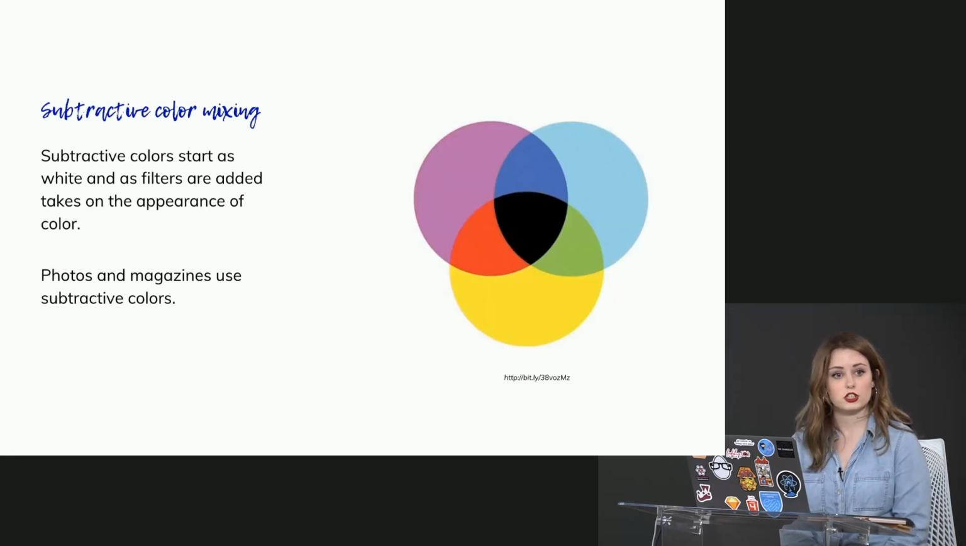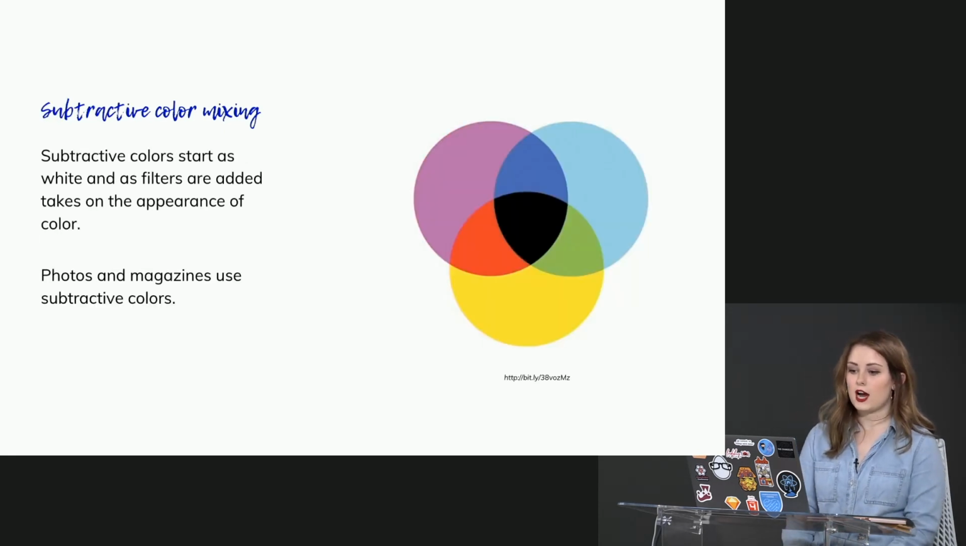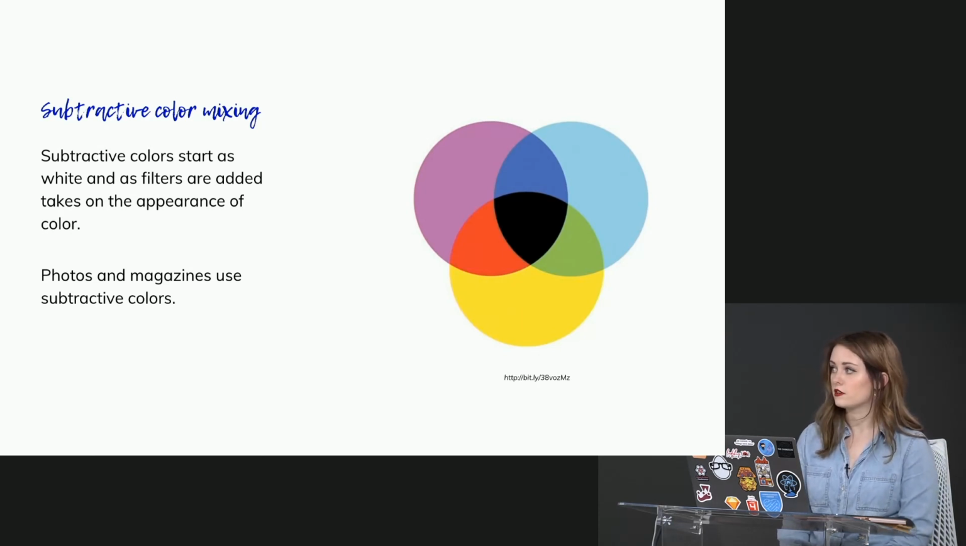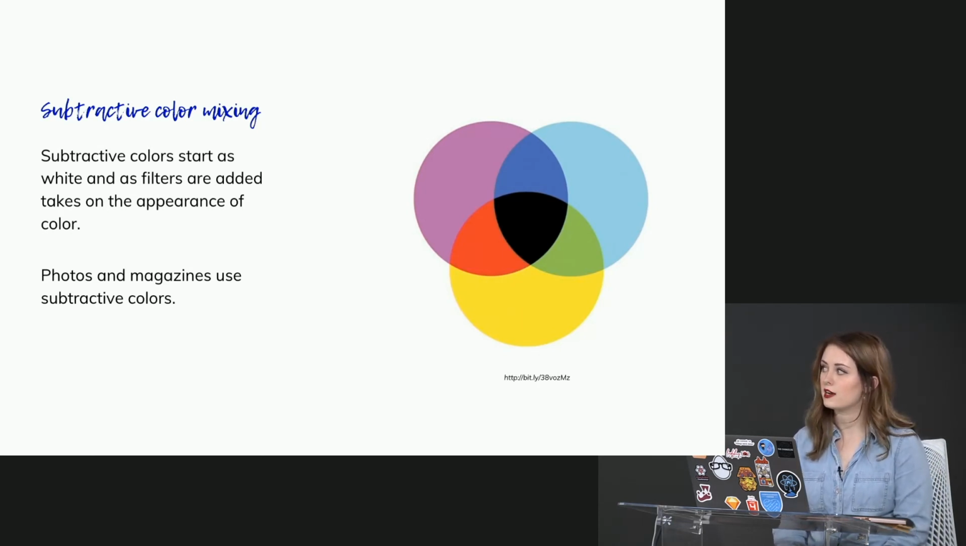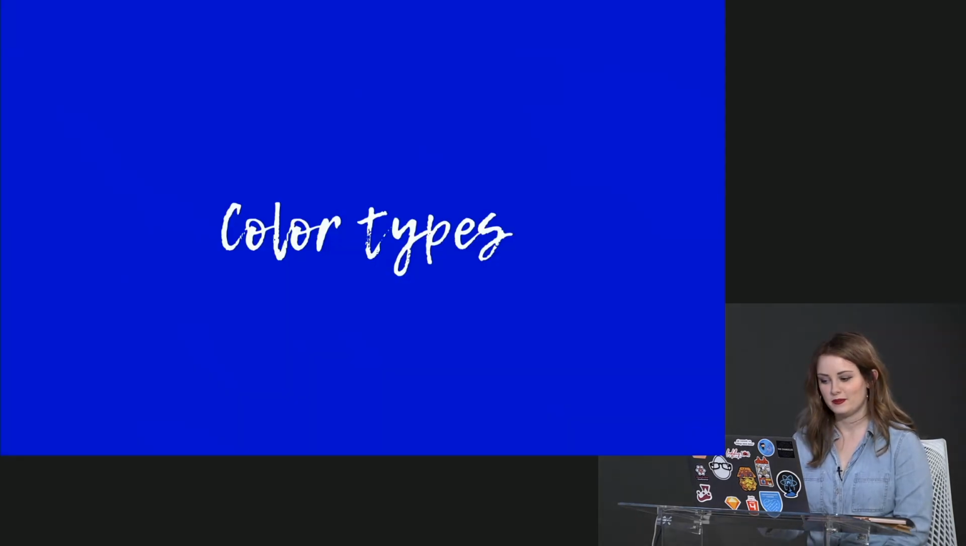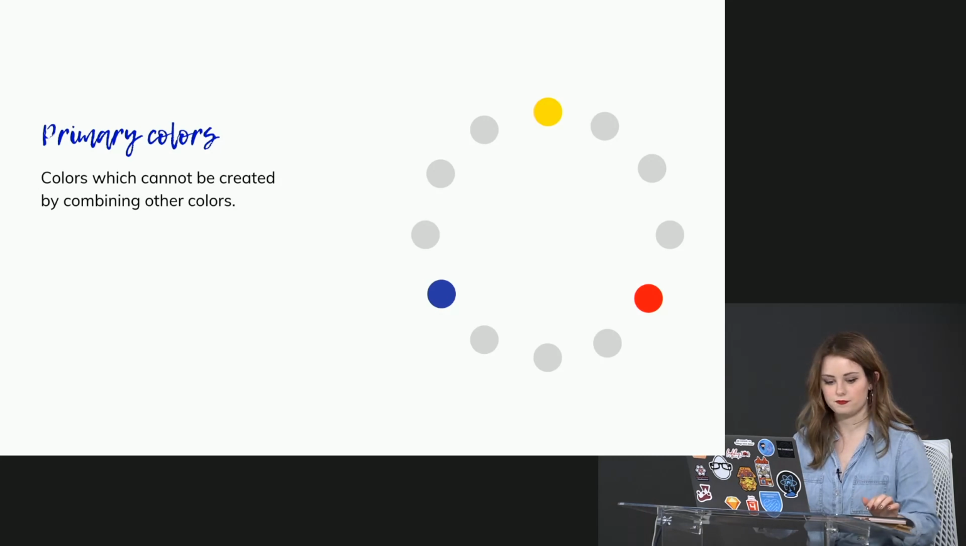Subtractive color mixing actually starts white, and as filters are added, they take on the appearance of color. So this would be for printed media like photos and magazines. I didn't know that. I thought that was really interesting. And there are actually a couple of different color types that you've probably heard of. Maybe you don't know exactly what they are, so let's talk about those.